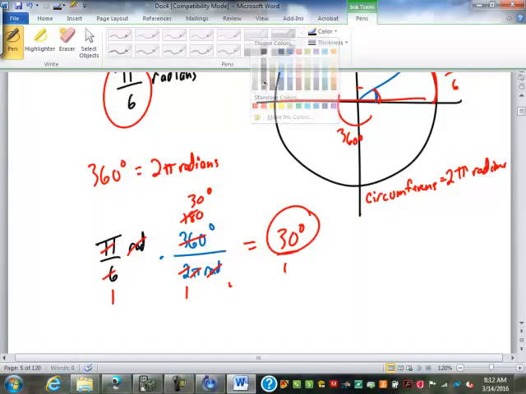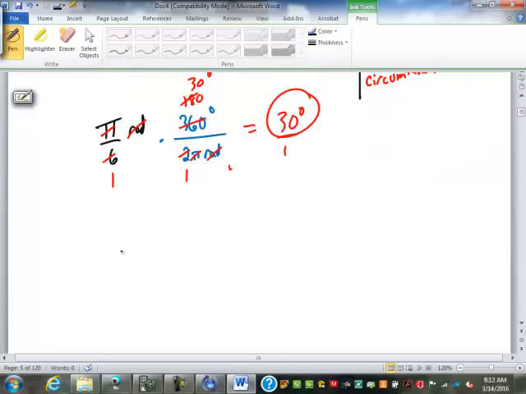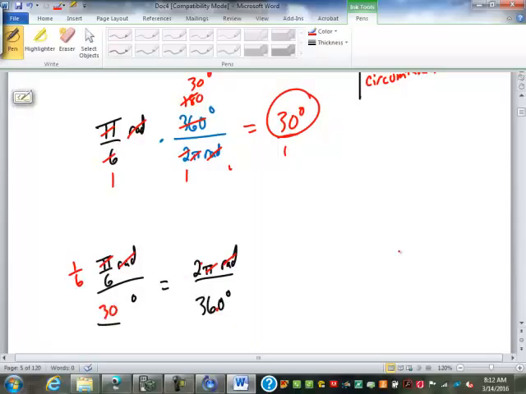The other way you could do that is this. Pi over 6 radians is to blank degrees as 2 pi radians is to 360 degrees. Now the key to doing this is I always cross out the pi and the radians right away. So it's just 1/6 times 360 divided by 2. Gives you 30. We'll cover that more later. It looks like we're going to need some more practice for that yet.